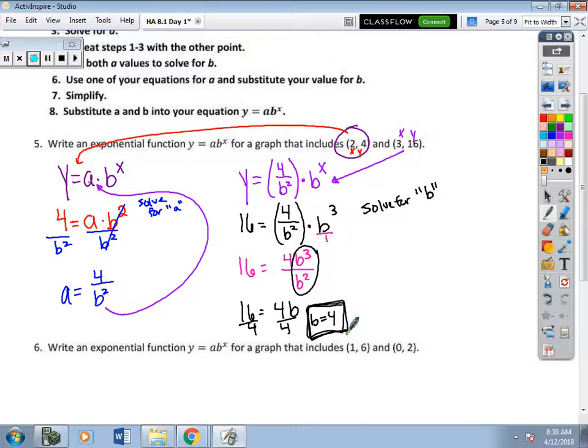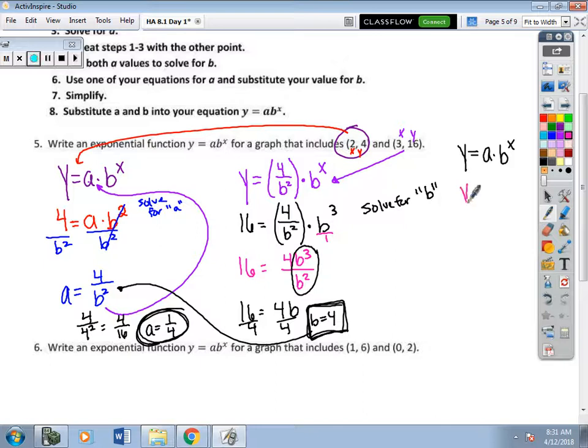The final answer is going to be y equals a times b to the x, plugging those numbers back in. So to find out what a is, go back and plug your b value in. So we'll get 4 over 4 squared, 4 over 16, which we can reduce to be a is 1/4. Now we take both of those and plug them back into our general form equation, a times b to the x. So we'll have y equals 1/4 times 4 to the x power.